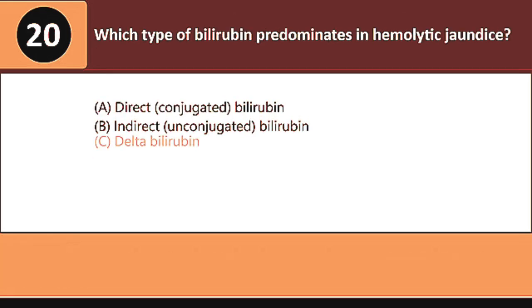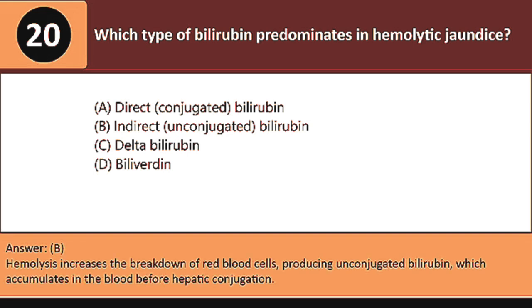Which type of bilirubin predominates in hemolytic jaundice? A. Direct, conjugated bilirubin. B. Indirect, unconjugated bilirubin. C. Delta bilirubin. D. Biliverdin. Answer: B. Hemolysis increases the breakdown of red blood cells, producing unconjugated bilirubin, which accumulates in the blood before hepatic conjugation.